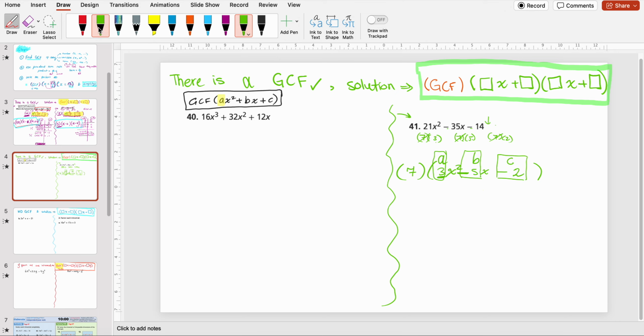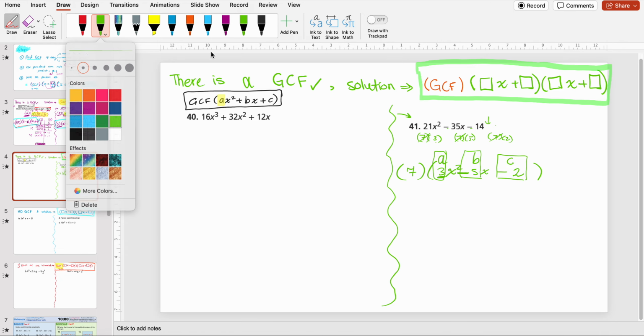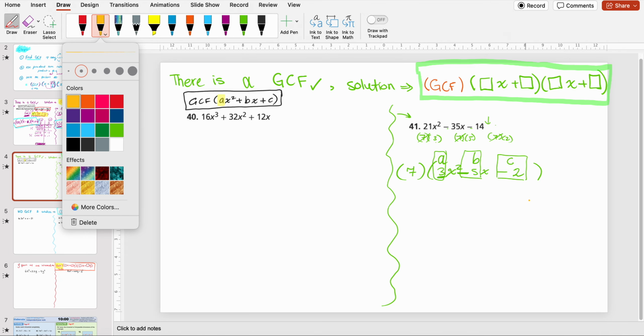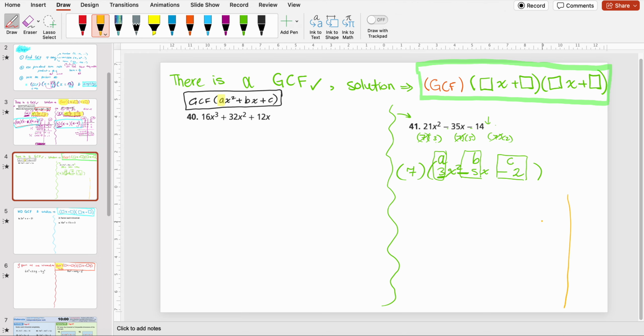Now your product sum will look different. You do not use the normal product sum rule. Product sum will be as following. The product now is a times c. So you take the a, 3, multiply it with negative 2, so it's going to be negative 6. You are looking for this product. Not negative 2, no. 3 times negative 2, which is negative 6. The sum will be the same, it always stays the same: negative 5. Now, find your product sum factors.